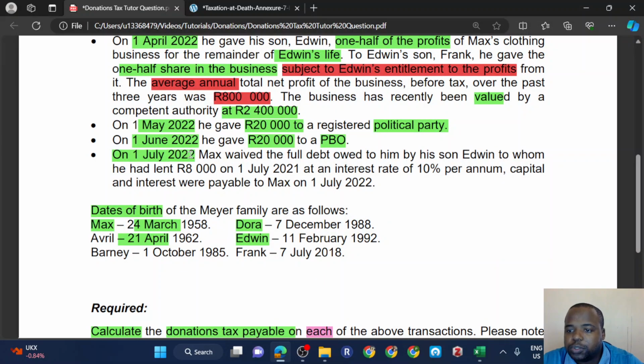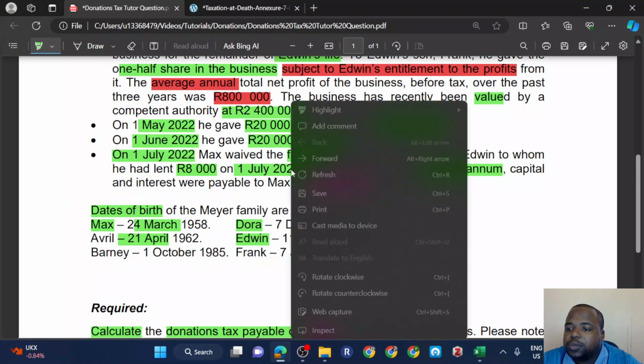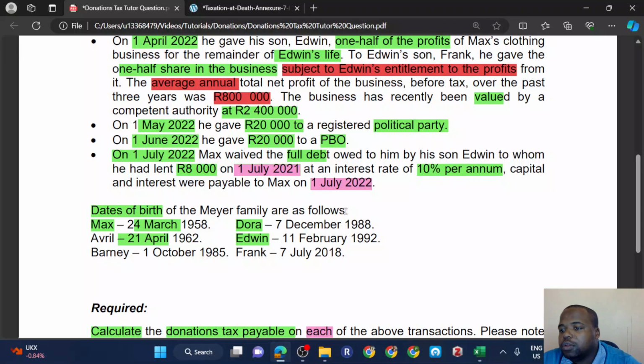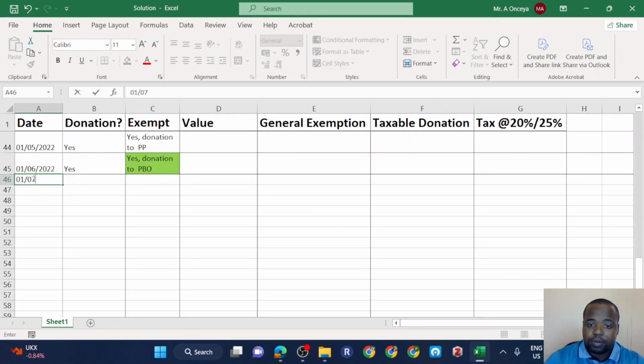On 1 July 2022, Max waived the full debt owed to him by his son Edwin, to whom he had lent 8,000 rands on 1 July 2021 at an interest rate of 10% per annum. Capital and interest were payable to Max on 1 June 2022, so a year later, because he lent this on 1 July 2021. So a year later, he waived the full debt. Now we must calculate the donations tax implications of it. So it's 01/07/2022. Is there a donation? Yes, there is a donation. Is it exempt? No, it's not exempt.